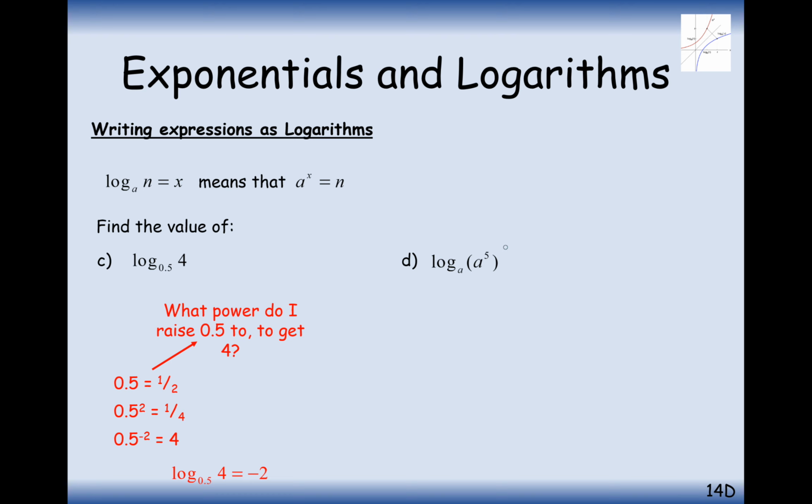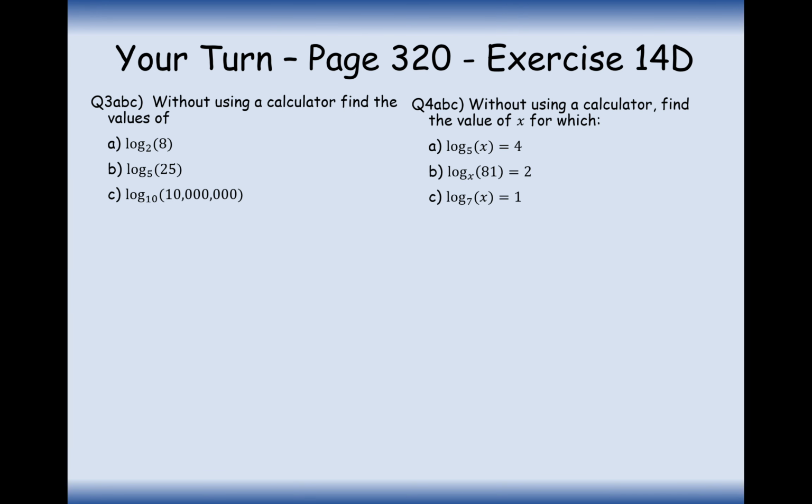Log a of a to the 5, well that's just going to be the answer 5 because a to the 5 equals a to the 5.